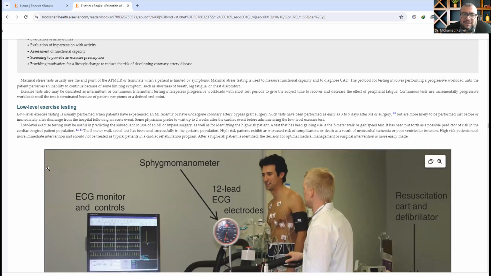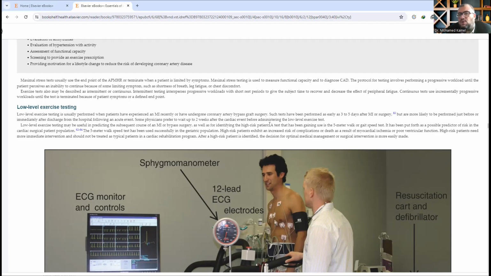Let's talk about low-level exercise testing. Why are we using low-level exercise testing? We usually use low-level exercise testing for patients who already had a cardiac event like myocardial infarction, bypass graft, or anything like that. It is usually performed when patients have recently experienced a myocardial infarction or have undergone coronary artery bypass graft surgery. Such tests have been performed as early as 3 to 5 days after myocardial infarction or surgery.